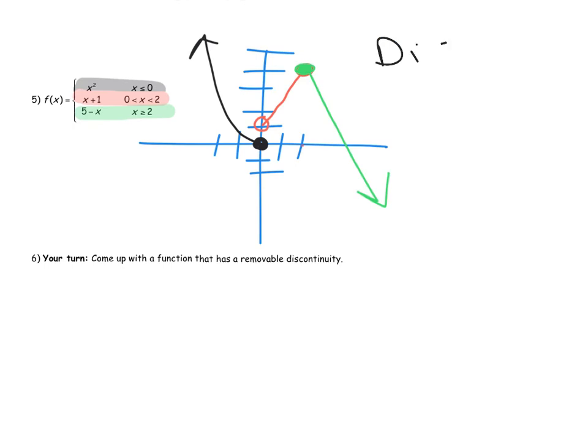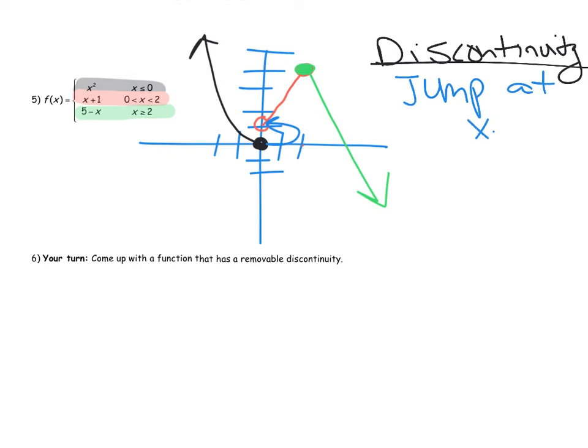So the reason for this discontinuity is because there's a jump. I have to jump from here to here. So this is a jump discontinuity at x equaling 0. And the reason why this is discontinuous is because if we take the limit as x approaches 0 for this function f of x, it doesn't exist, right?